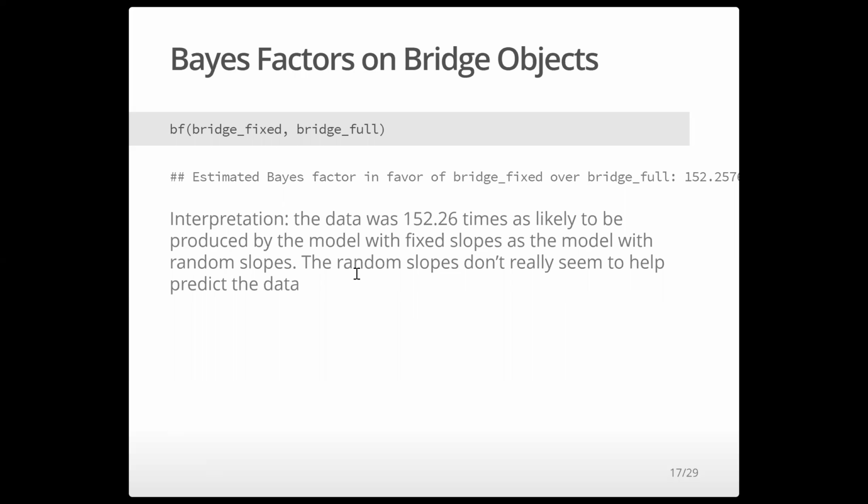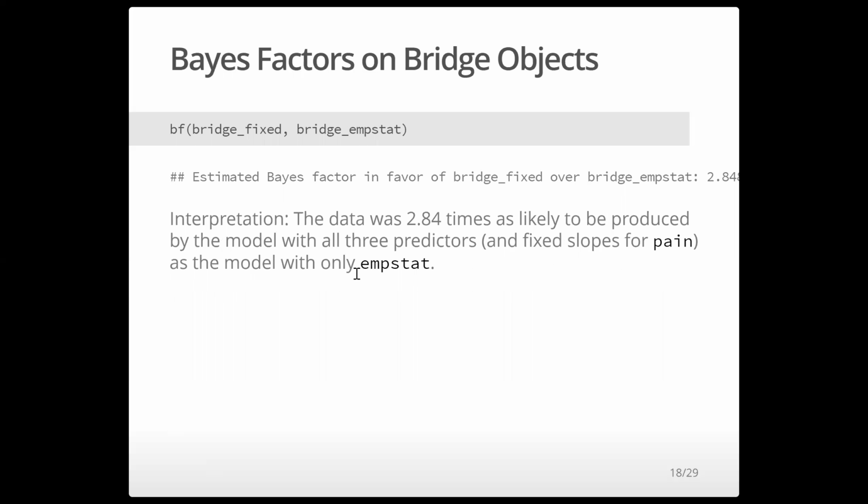And so Bayes factors are always an odds ratio. So above 1 means that they favor one model, and below 1 means they favor the other model. So here is the Bayes factor for this model. Here I'm comparing the one with fixed slopes to the one that only had MStat. So here the data was 2.84 times as likely to be produced by the model with all 3 predictors as the model with only MStat. So it does seem like pain and active do help predict the data above and beyond just MStat.